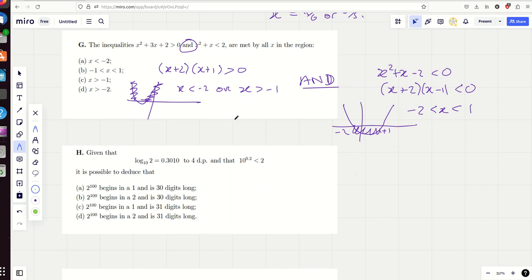Now, if you combine these two, if you said to me, okay, you've got to be less than minus 2 or bigger than minus 1, and between minus 2 and positive 1, I think that the only way you can combine those, with them both being true, is if you restrict x to lying between minus 1 and 1. Is that one of the answers? Yeah, it's B. So yeah, the answer is B, minus 1 to 1.